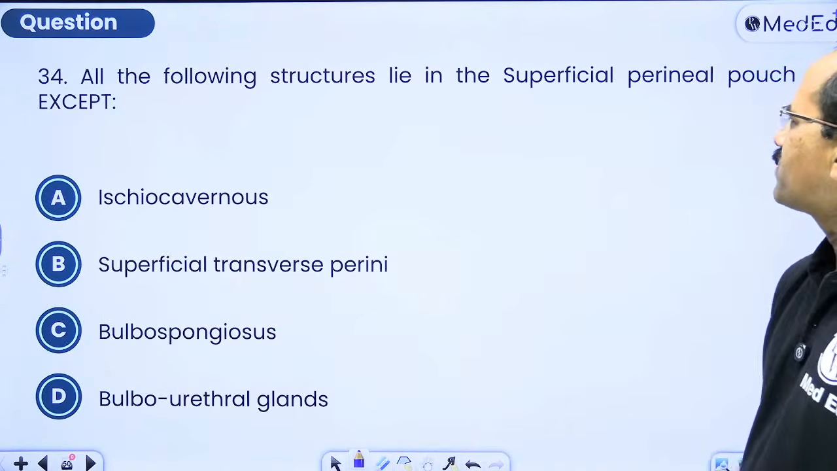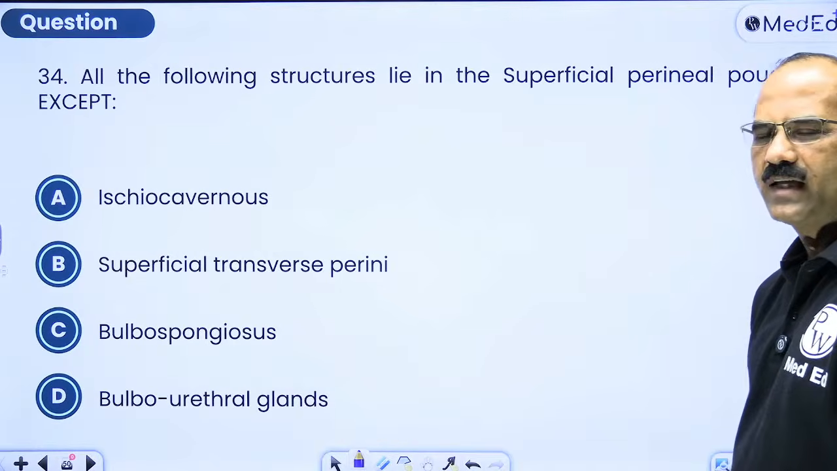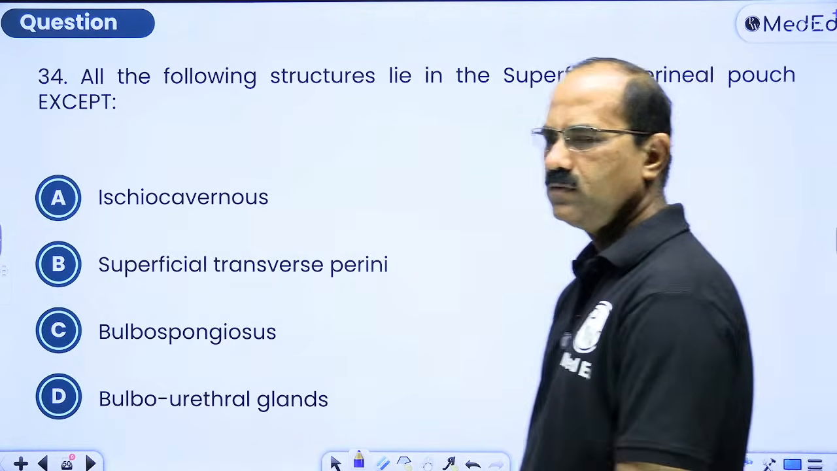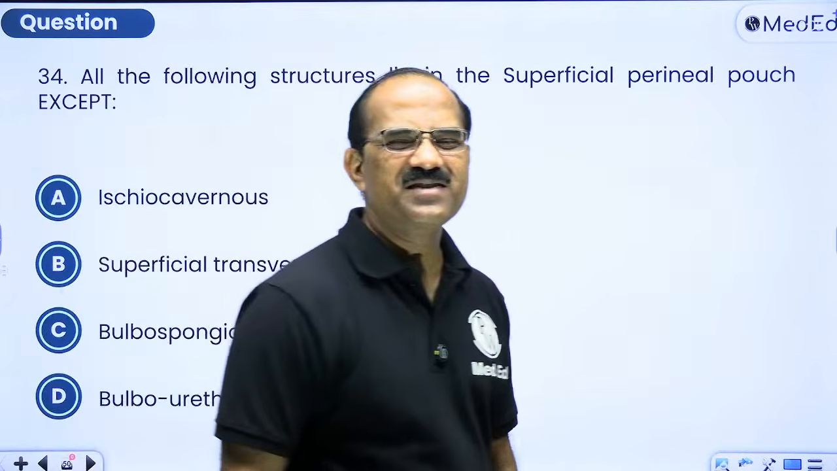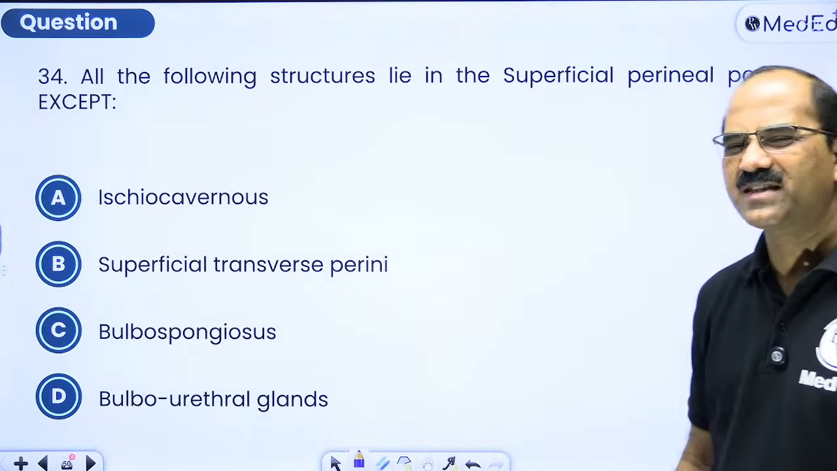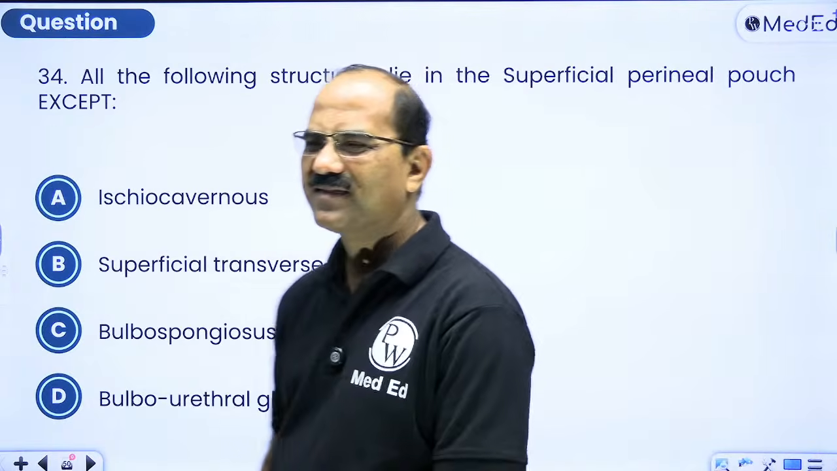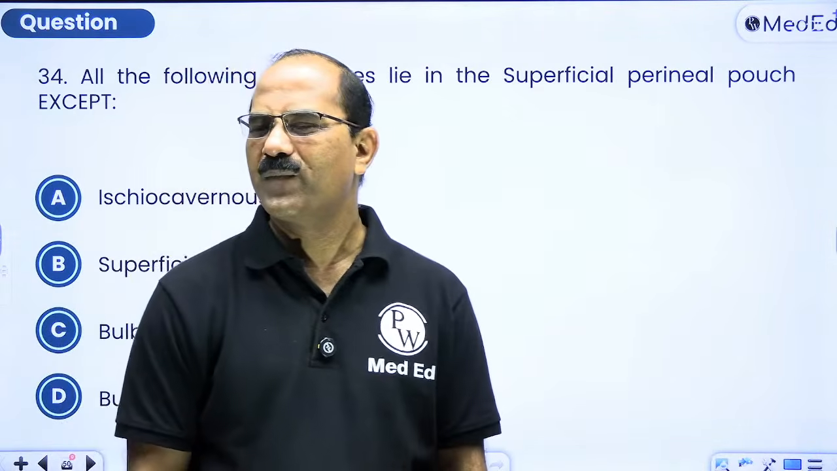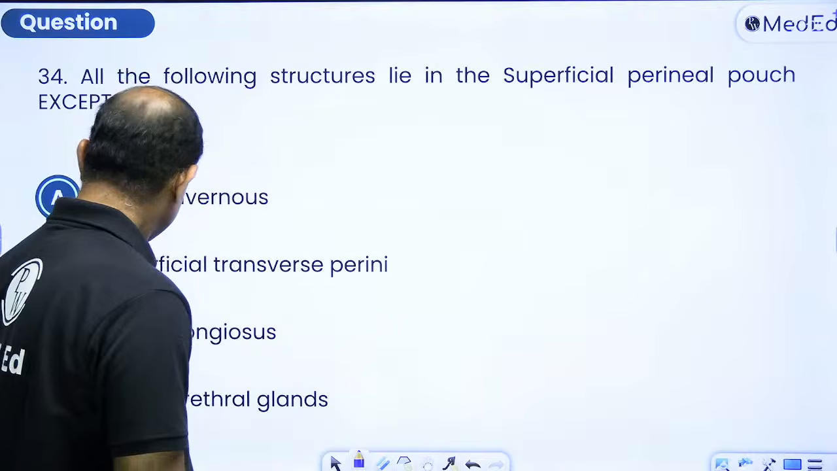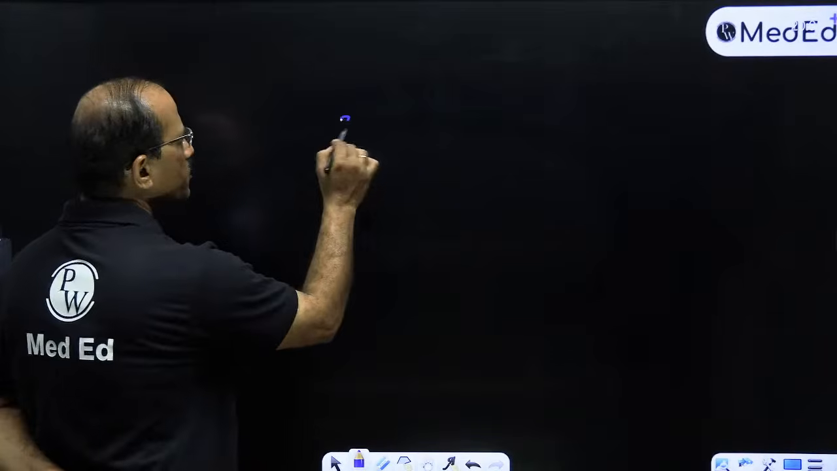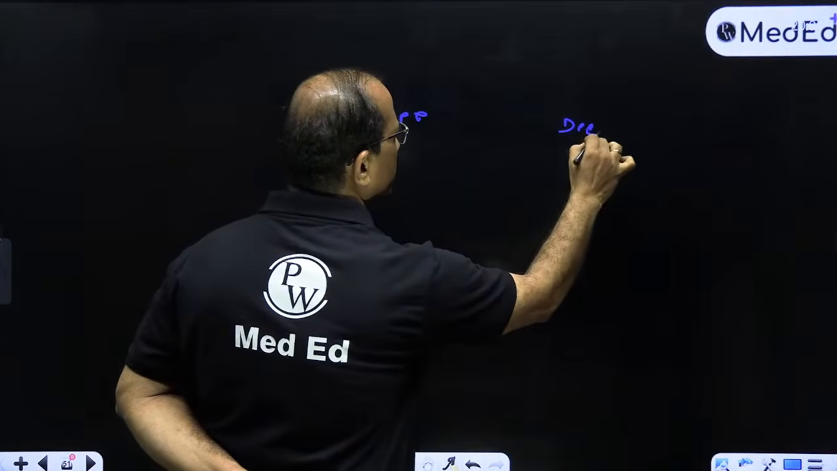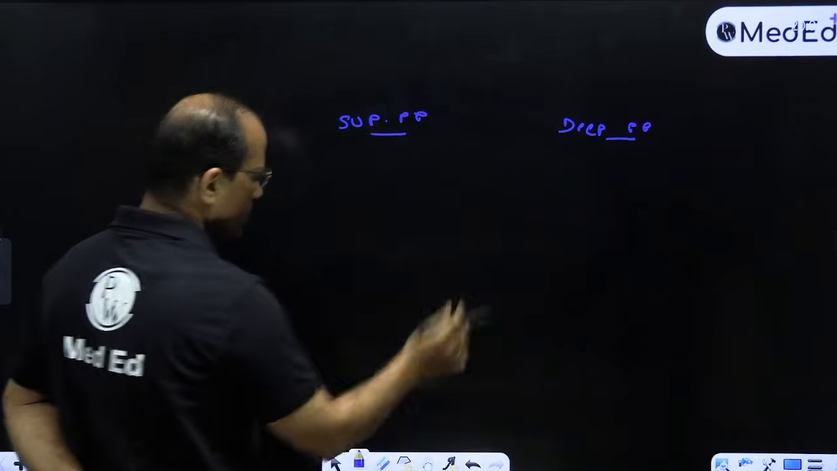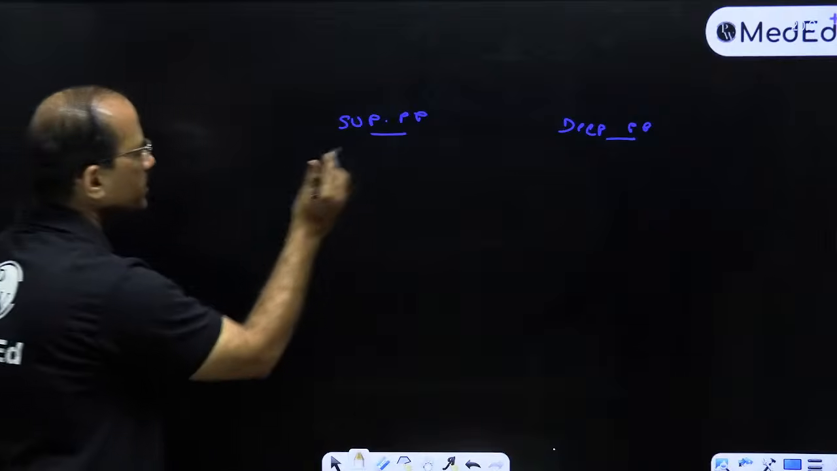All the following structures lie in the superficial perineal pouch except. बोल सकते हो? Can you answer this? All the following structures lie in the superficial perineal pouch except. I'll just make this for you. Superficial perineal pouch, and that's a deep perineal pouch. Superficial perineal pouch में muscles कौन से होते हैं?